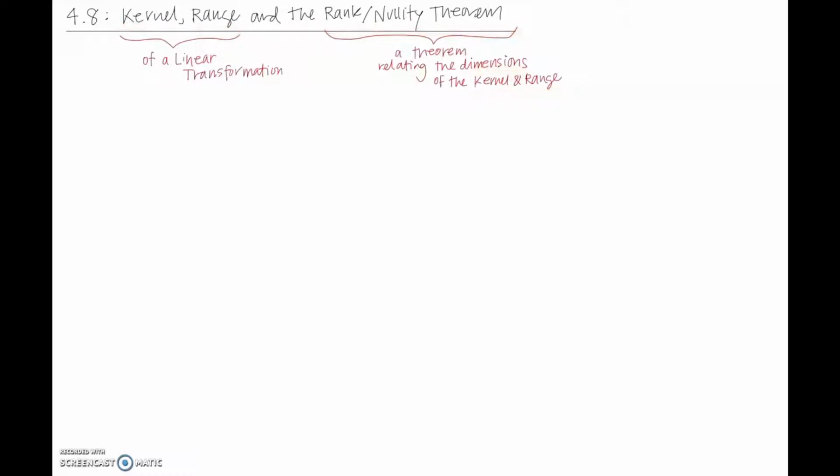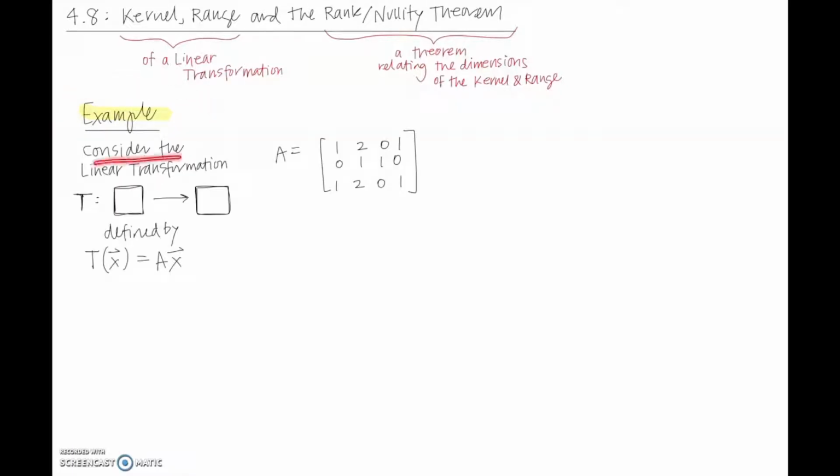Okay, I think the best way to approach this section is going to be through starting with an example. And for this example, we're going to start with an arbitrary linear transformation. So consider the linear transformation T, and I haven't told you the domain or the codomain yet, but T is going to be defined by you give me a vector x, and the transformation T says we're going to take the matrix A and multiply it by x. So the linear transformation T is defined by this matrix here.